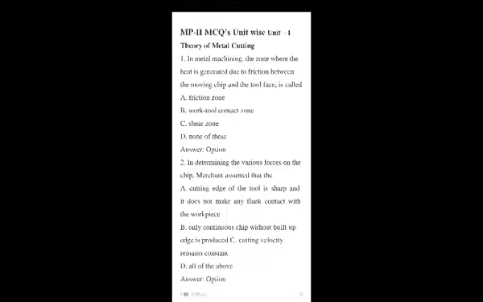So here we are going to see the MCQ on the first unit. So let us see one by one. I will directly say the answer instead of saying all the options. I will tell only the correct answer. In metal machining, the zone where the heat is generated due to friction between the moving chip and the tool face is called a friction zone.